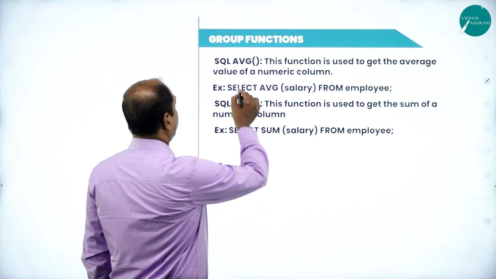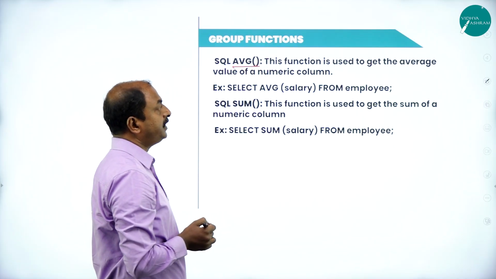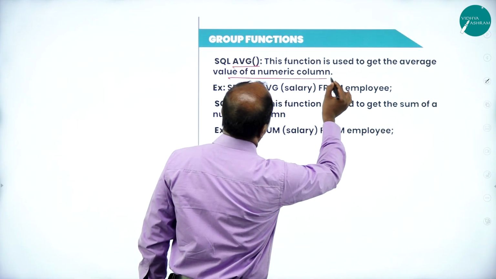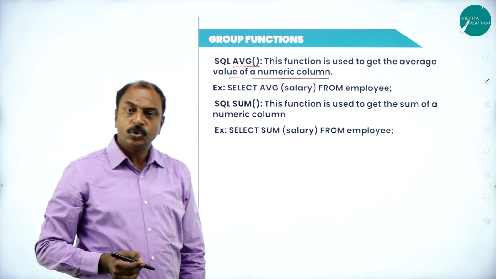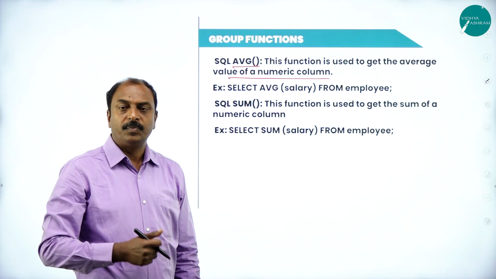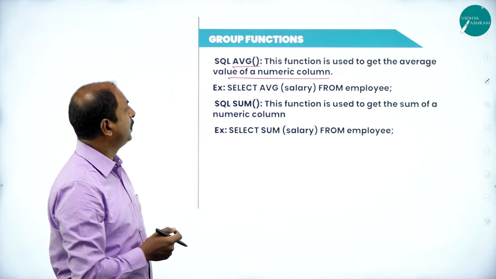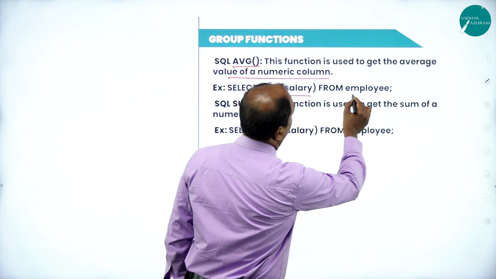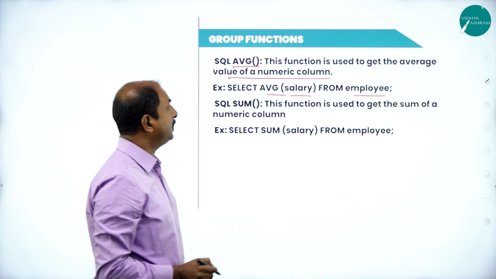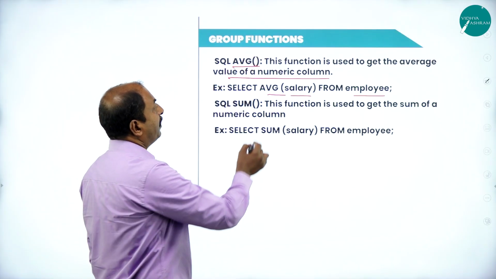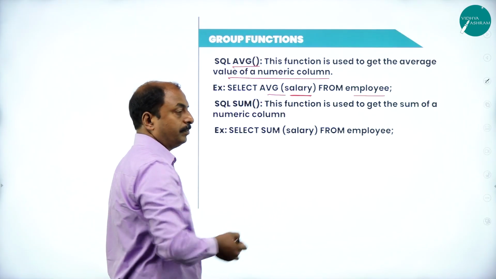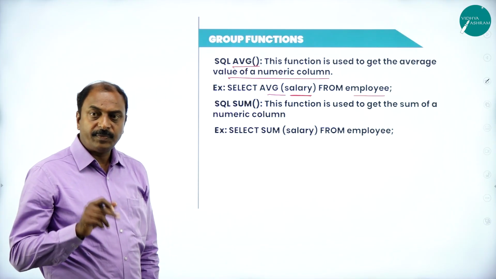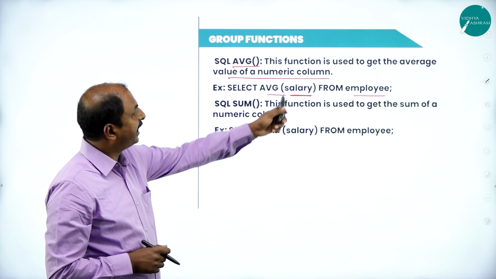Next one is the average function. It is used to get the average value of numeric columns, to find the average of values in a particular column. For example, select average salary from employee. Employee is the name of a table. It is going to calculate the average values of the column salary.